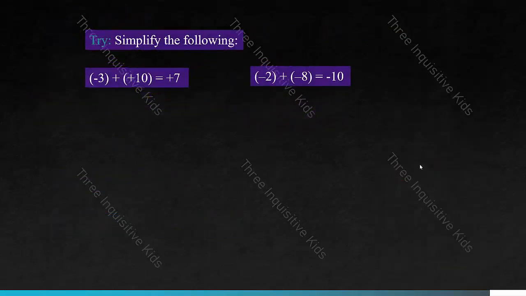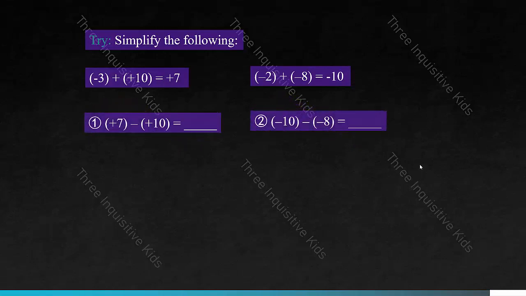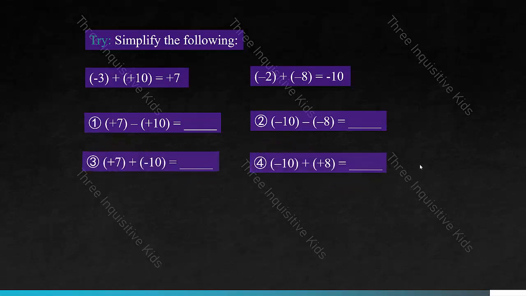Here we have 2 equations. -3 plus +10 equals +7, and -2 plus -8 equals -10. And here are 4 problems for you guys to solve. For the first one, we have +7 minus +10. Here we can see that we're basically just subtracting +10 from both sides of the original equation. So we're going to be left with -3 on the other side of the equation.